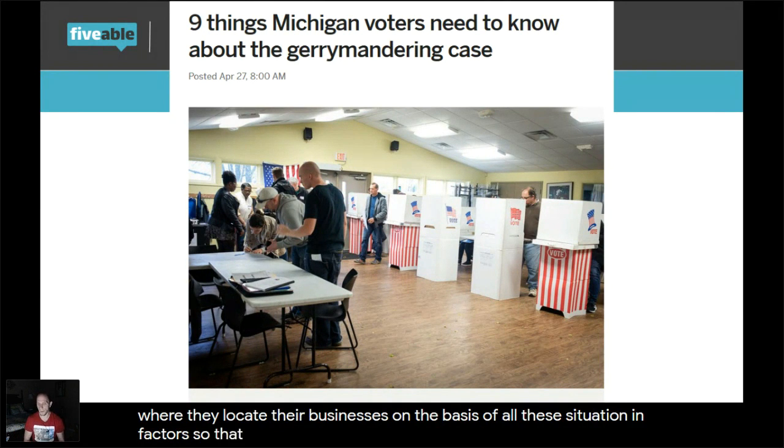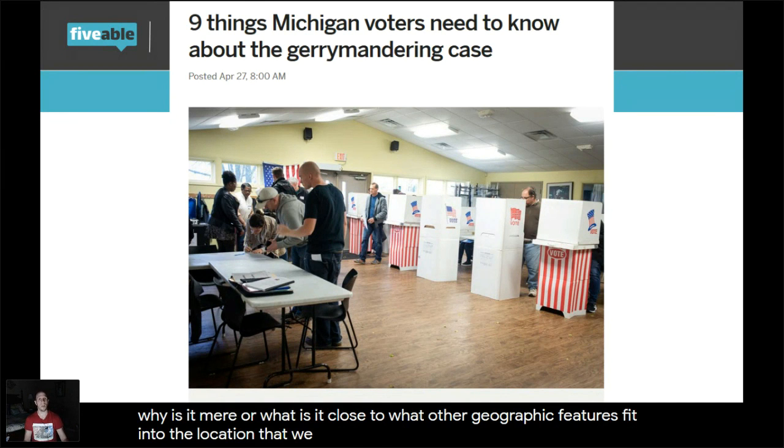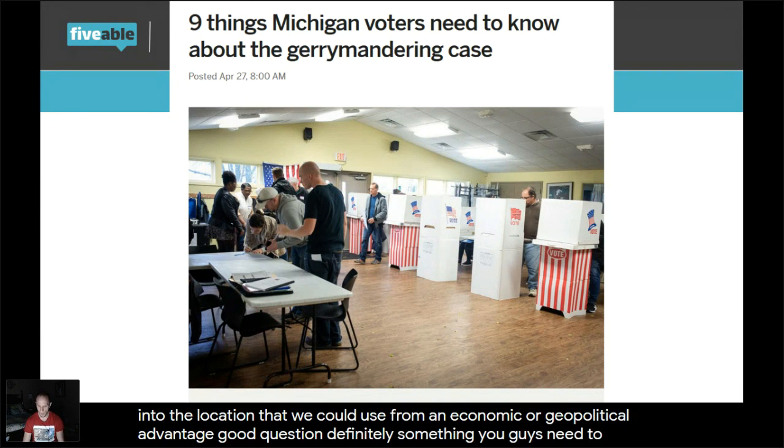So that's the difference. Site is what a place is like. Situation is what it is near or close to, and what other geographic features fit into the location that we could use from an economic or geopolitical advantage. So good question. Definitely something you need to know.